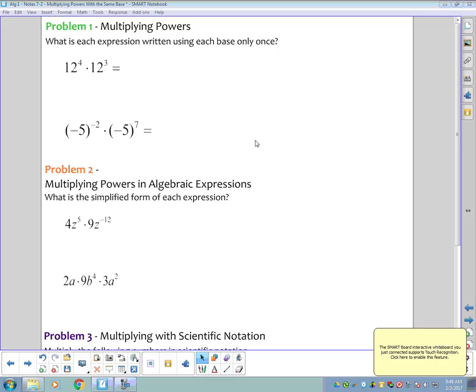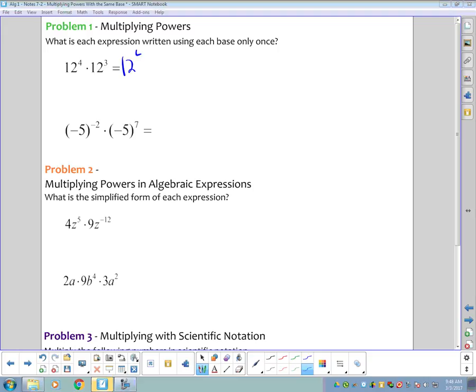Okay, let's use our new rule. This is equal to 12 to what power? 12 to the, that's right. It's 4 plus 3, or 12 to the 7th. Okay, we add the powers and keep the base the same. Don't add the bases. It's not 24 to the 7. The bases stay the same, and we add the powers.